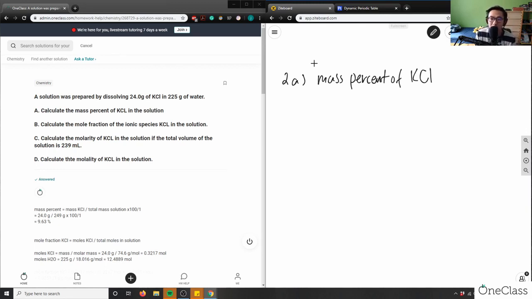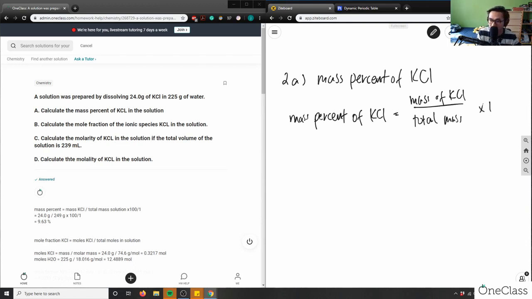So when we talk about mass percent, what we're doing is we're taking the percentage or the ratio of the solvent and the solute. So I can say that the mass percent of KCl equals the mass of KCl divided by total mass, right? So total mass would mean KCl and water, and then times 100%. That's our definition of mass percent.